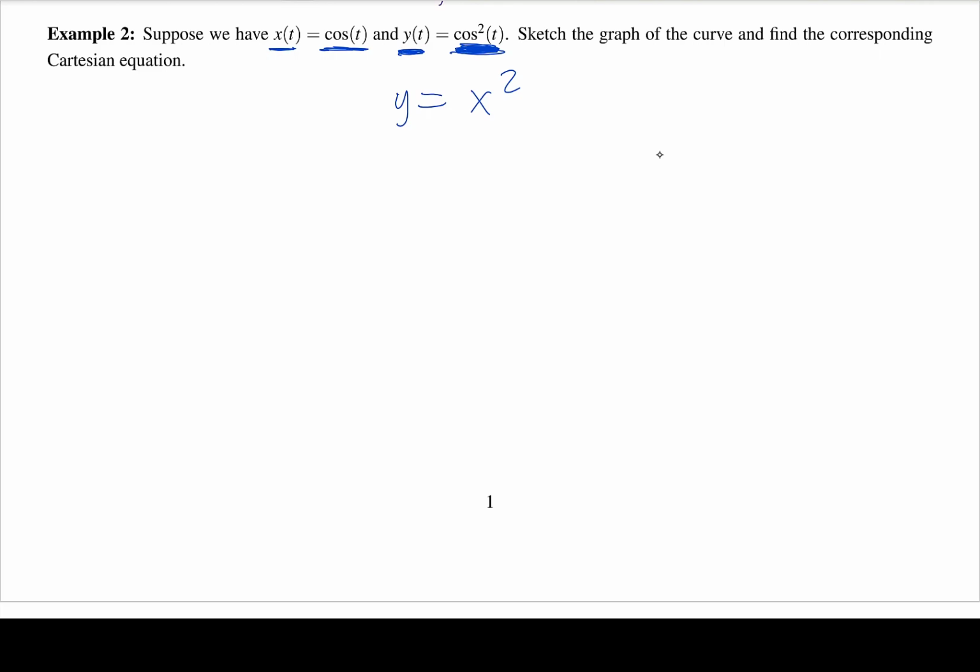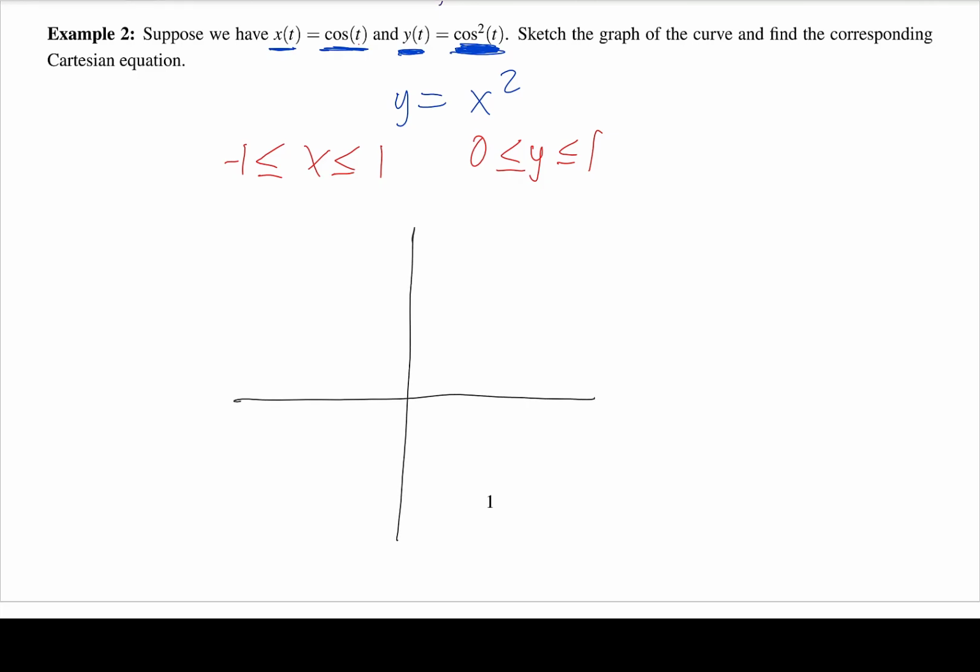We know what this graph looks like. It is a parabola. But something we need to consider here is the domain. Notice that x is equal to cosine of t. That means x has to be between 1 and negative 1, because that's the range of the cosine function. Now, y is equal to cosine squared, so y has to be between 0 and 1. When I sketch my graph, I'm going to pay close attention to that.